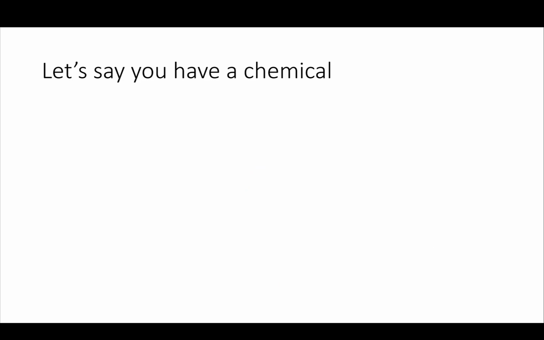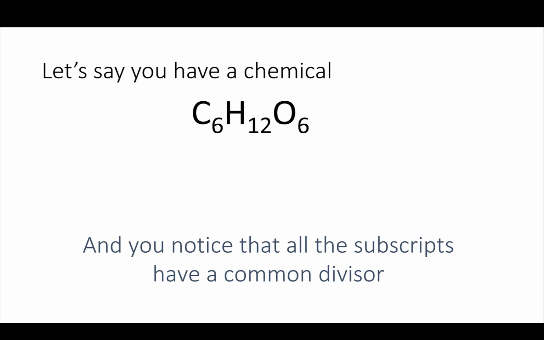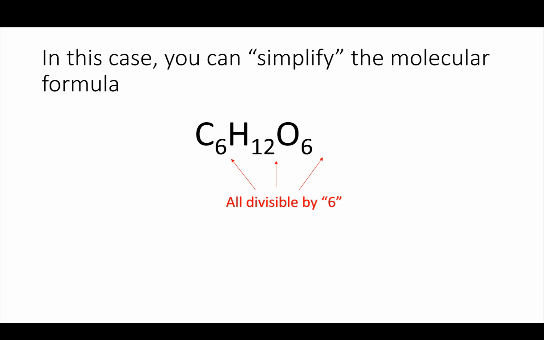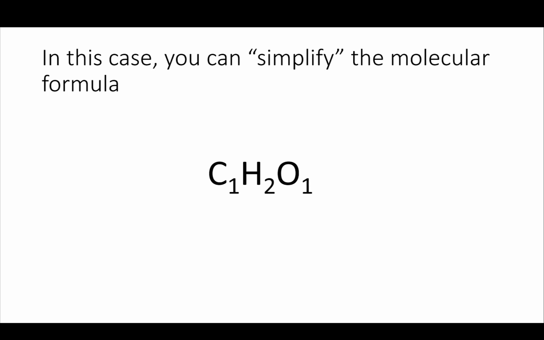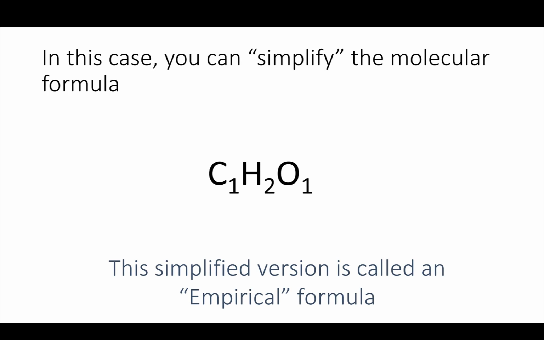So let's say you have a chemical, like C6H12O6. And you notice that all the subscripts have a common divisor. In this case, these are all divisible by 6. You can simplify the molecular formula by dividing them all by 6. So originally it was C6H12O6, but these are all divisible by 6, so we can simplify. And you will get C1H2O1, and we don't write the ones. This is called an empirical formula.